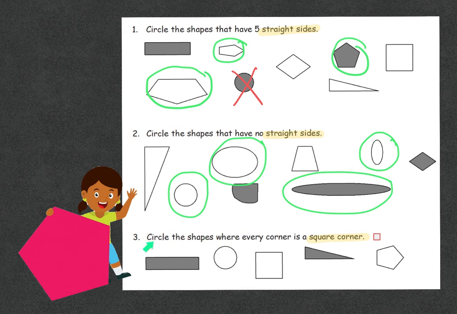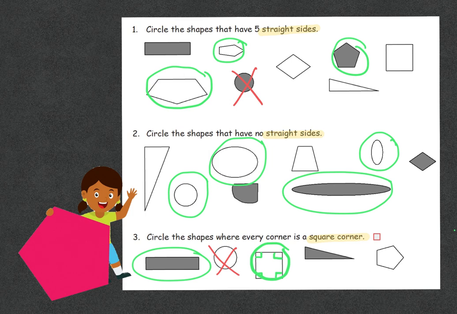Moving on to number 3, says to circle the shapes where every corner is a square corner. We know that the square corners are going to make a complete square. We know that rectangles have a corner that makes a square corner, and it has 1, 2, 3, 4 corners. So all 4 corners are square corners. Circles do not have any corners. And in our square, we can see that we have a square corner, a square corner, a square corner, and finally, every corner is a square corner.